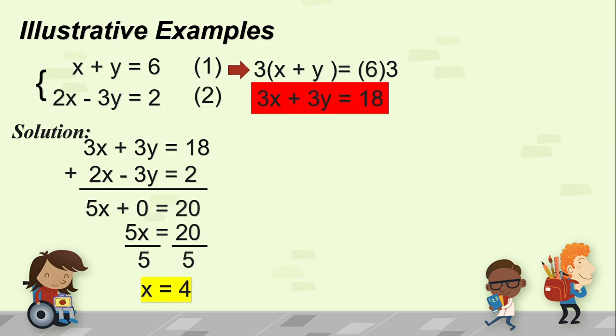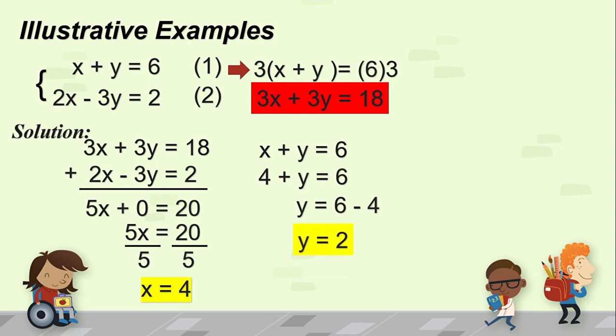Now, in our first equation, which is x plus y is equal to 6, let's substitute 4 for x. So it will become like this. So 4 plus y is equal to 6. And then let's transpose positive 4 to the right side, and from positive it will become negative. So we will have y is equal to 6 minus 4, and therefore the value of our y is equal to 2. Therefore, the solution is the ordered pair 4 and 2.